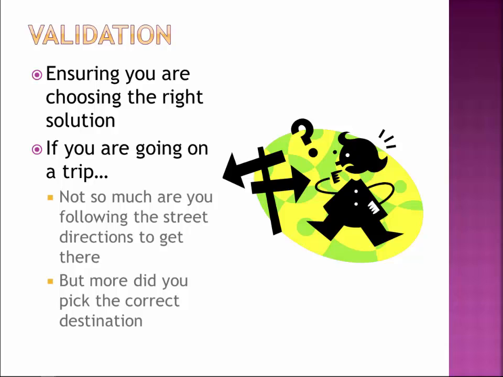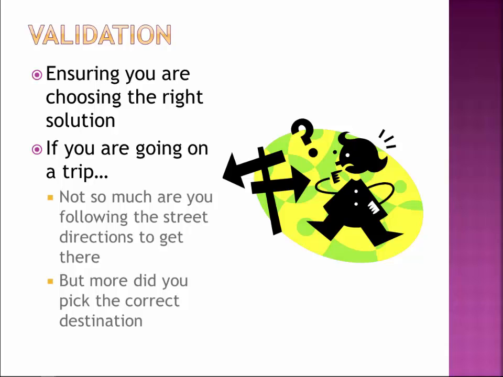So the first type of testing we can talk about is validation testing. And this is really the question, are we getting to the right answer? You don't run test cases to say this; this is something we need to do to validate, do we have the right requirements? Let me give you an example. If you're going on a trip, it's not so much how well did you follow the directions, did you turn left and right and drive the exact perfect amount of miles on each street, so much as did you pick the correct destination.